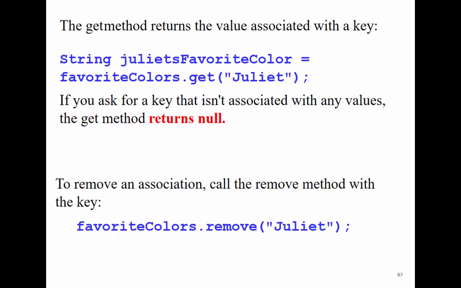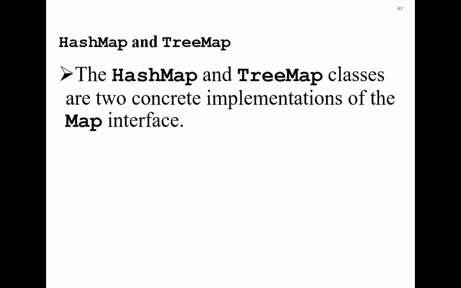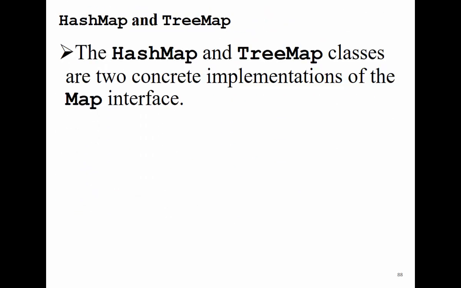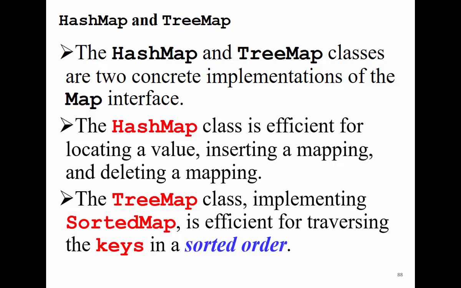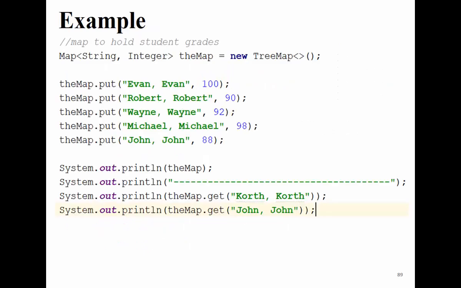We can ask to remove a key, and it will remove the key and the value together. Now, HashMap and TreeMap implement the Map interface. And as we said, the difference between the HashMap and TreeMap is that the TreeMap implements an extra interface, which is the SortedMap interface. So the HashMap is efficient for locating the value inside the map and deleting from the map. The TreeMap implements the SortedMap interface, so it keeps things in sorted order.